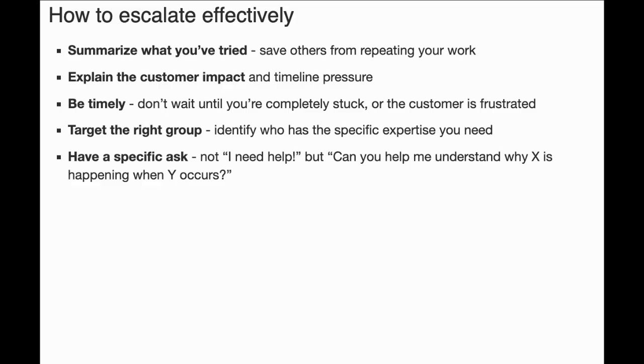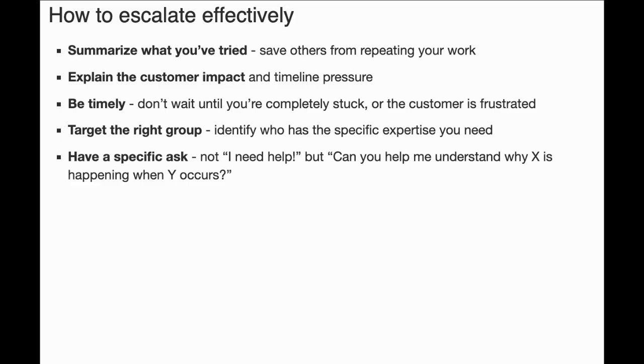Be timely. Don't wait until you're completely stuck or the customer is frustrated. If you're stuck and it's something outside of your expertise, you need to escalate. And definitely don't wait until the customer is angry. Escalating before the customer gets frustrated looks much better than escalating because the customer demanded a manager. Target the right group. Identify who has specific expertise you need. The more specific you are, the faster you'll get to the right person.